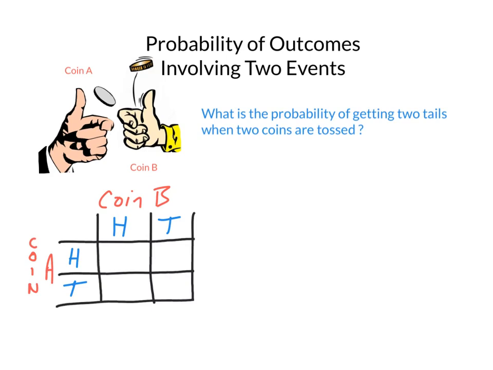So in tossing both coins we could get a head and a head. We could get a head and a tail. We could get a tail in coin A and a head in coin B, giving us a tail and a head. Or we could get a tail on both coins, giving us a tail and a tail. So if we look at the question again, what is the probability of getting two tails when two coins are tossed? There are 4 possible outcomes, but there's only one way that we can get two tails. So our answer is a 1 in 4 chance.